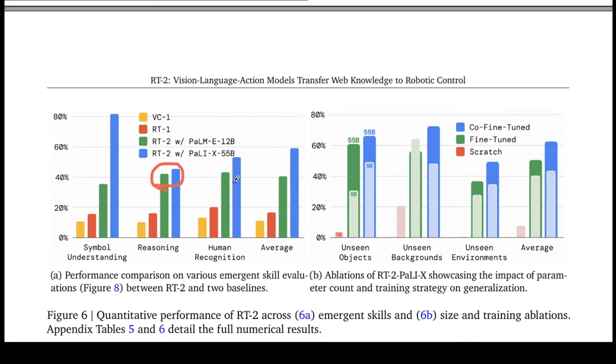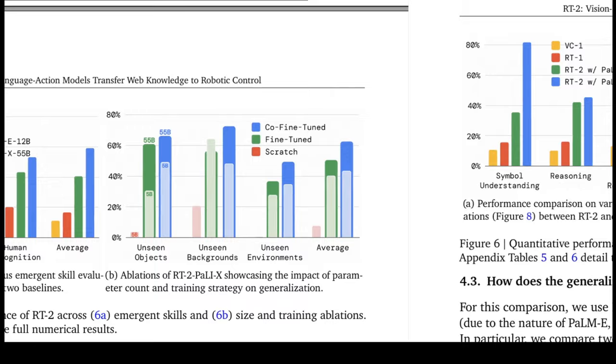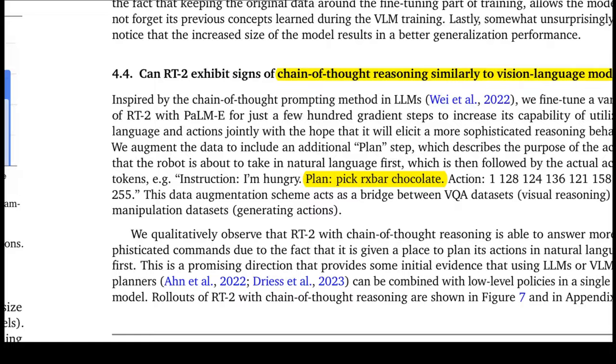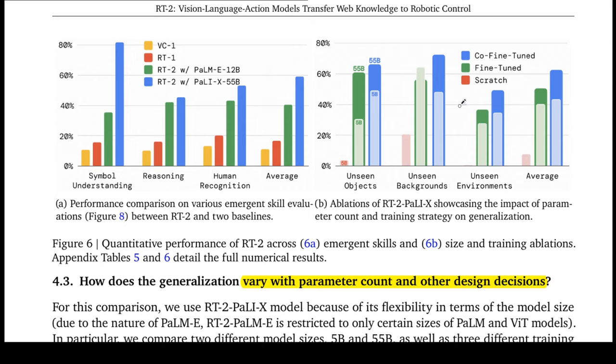With all these categories of evaluation, RT2, shown in green and blue, seems to outperform RT1, shown in red, and VC1, shown in yellow, which is the other baseline for comparison. The third and last question is, how does the performance vary with changing the parameters or design choices? Because we never changed any of the parameters in the previous two evaluations. As mentioned before, there are no surprises here. Co-fine-tuning seems to do a far better job compared to simple fine-tuning with just the action data. We can easily attribute this to the fact that the model forgets its reasoning capabilities if it's only fine-tuned on the action data.